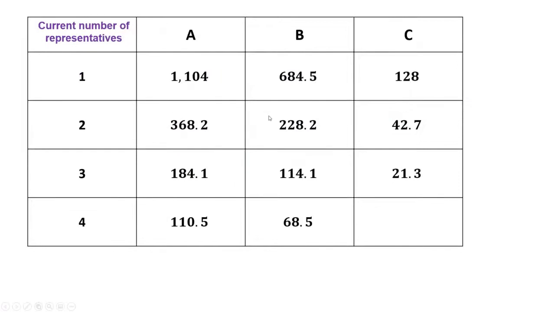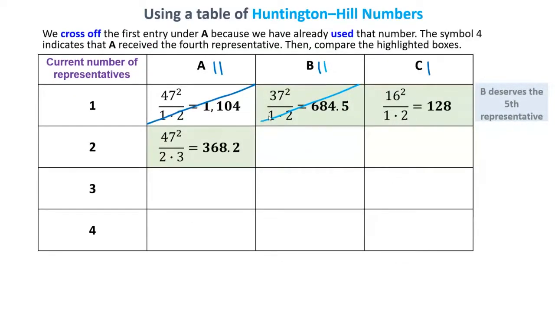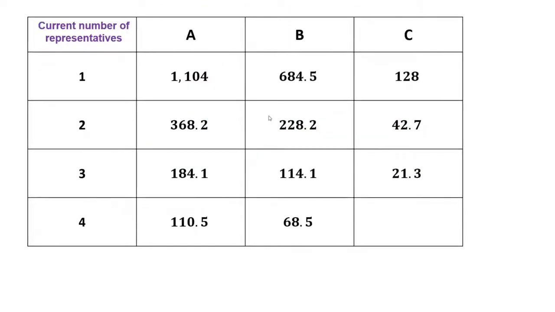We need the next HH numbers in the table. Let us move on here. So on this step, we have 2 for A, 2 for B, 1 for C. This number has been used. This number has been used. Now we're searching for the greatest Huntington Hill number from the remaining in the table. They're usually on the top, and now we have 368, the greatest number. We cross it off, and we give the next representative to A. Now we have 6.